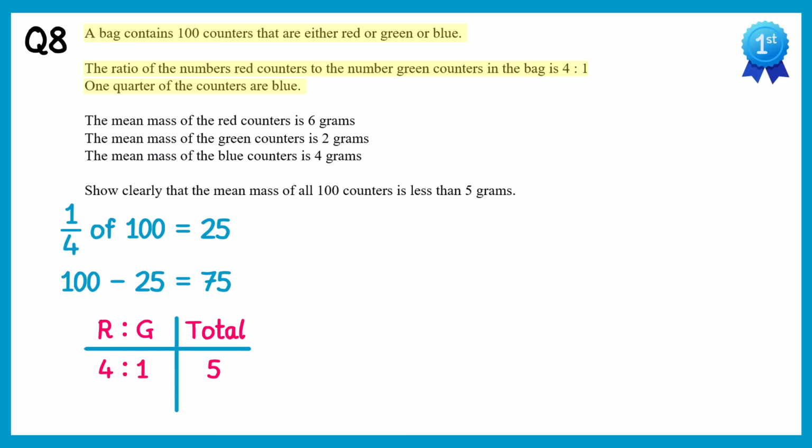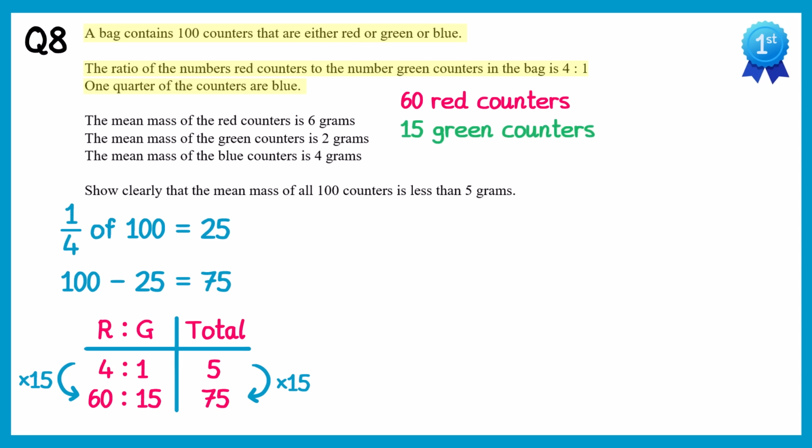Now we know that the total number of red and green counters is 75, so we can write this 75 in the total column underneath 5. Now what do we multiply 5 by to get to 75? Well, that's 15. So we can multiply the 4 and the 1 by 15 as well. 4 15s are 60, and 1 15 is 15. This tells you that of those 75 counters, 60 must be red and 15 must be green. So we now know how many of each colour there are. There are 60 reds, 15 green, and 25 blue.